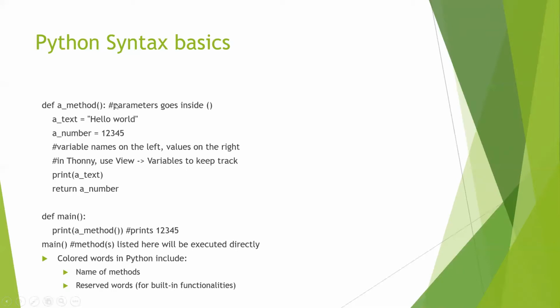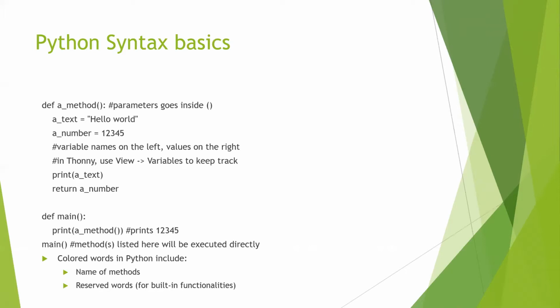So the parameters go inside the parentheses. Right now we don't have any parameters, so we just leave it blank, as it is right now. So a text, that's how you declare the name of a string, and the actual content of the string, the value of the string, comes after. So this a text is hello world for now. And we also have integer 1, 2, 3, 4, 5, and that is attributed to a number. So variable names on the left, values on the right.